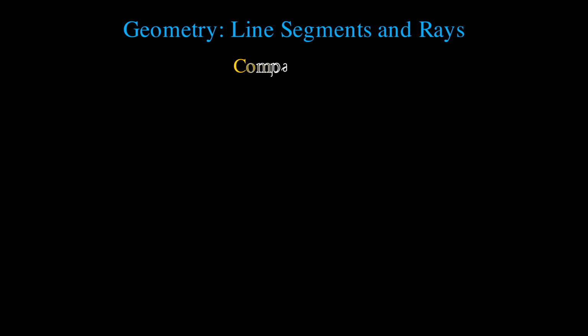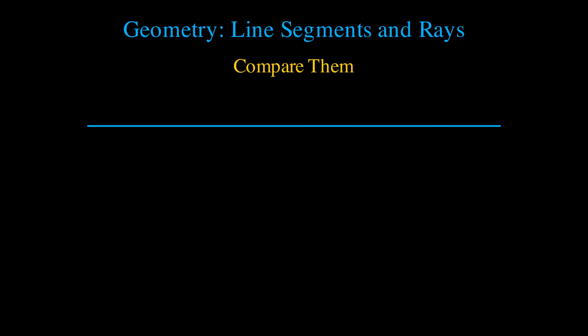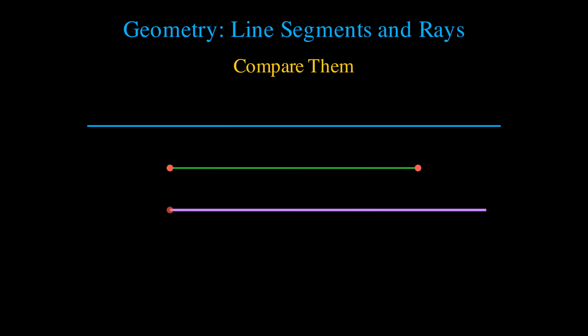Let's compare all 3 ideas so the differences are clear. A line goes forever in both directions. A segment has 2 endpoints and stops. And a ray starts at one point and goes forever in one direction.